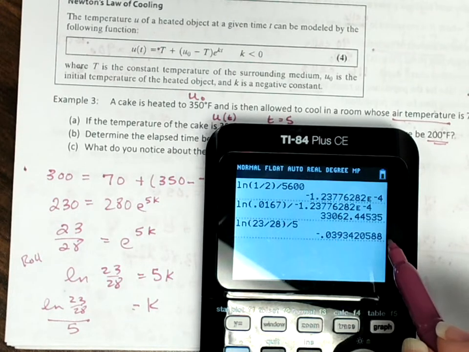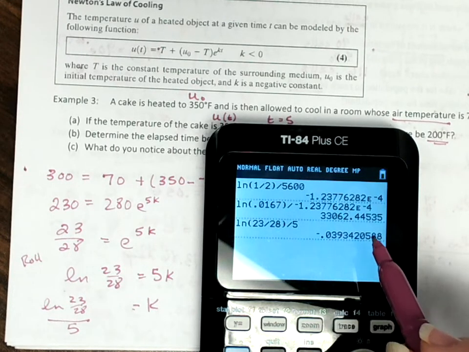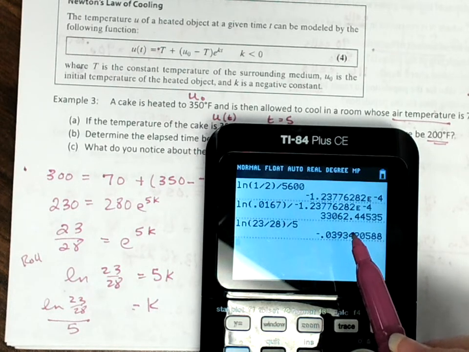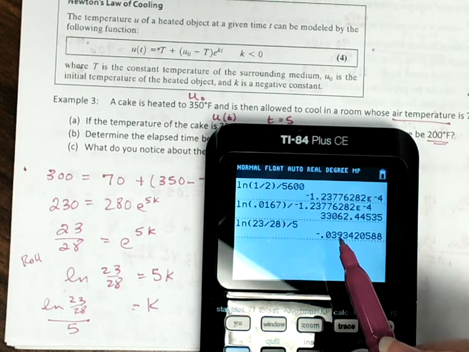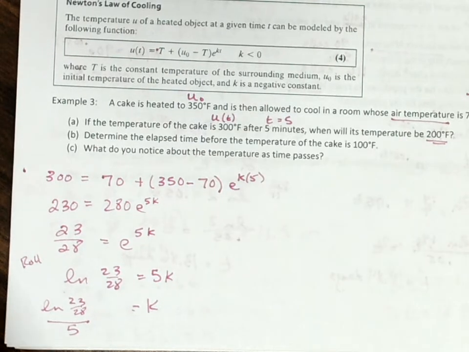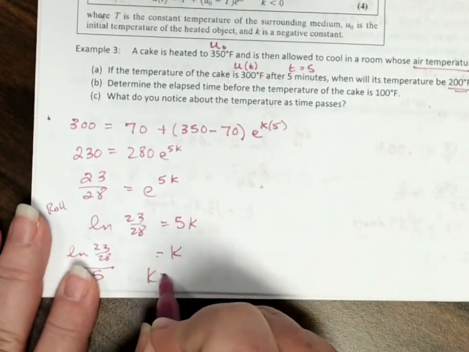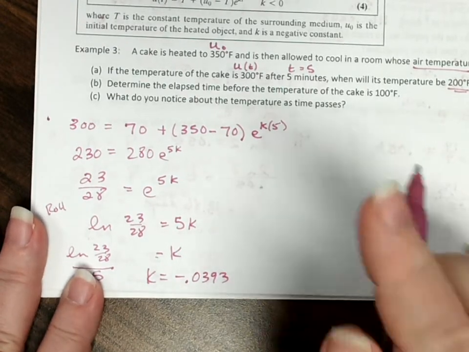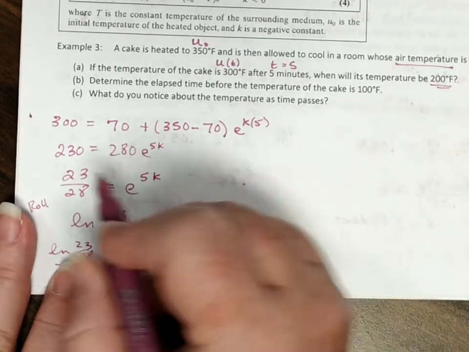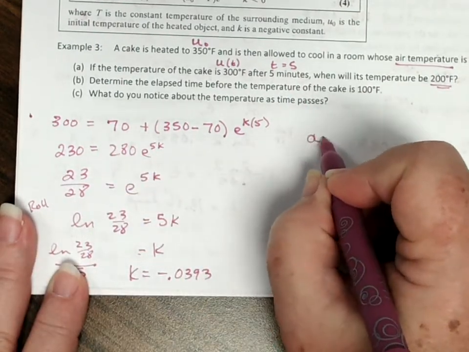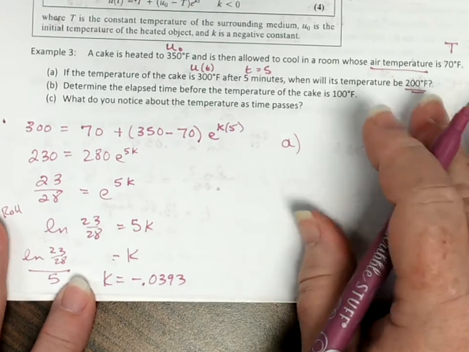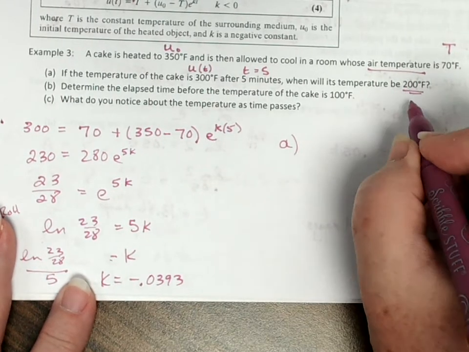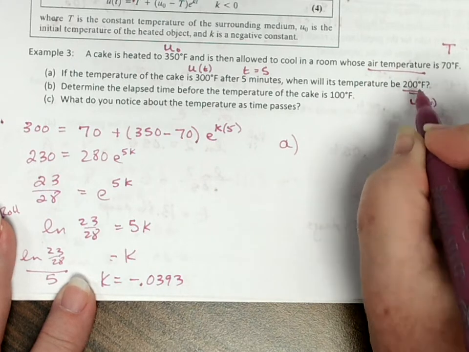Now, this does not have an E on the end, so we know this is actually the value. And I really only need you to write down 4 decimal places. So I'm going to put negative 0.0393. You're going to use the capture, but I'm going to say that K is equal to negative 0.0393. Now I can actually solve, this was all the pre-work. Now I can solve part A. And part A said, when will it equal 200? In other words, at what time, U sub t, will it equal 200?